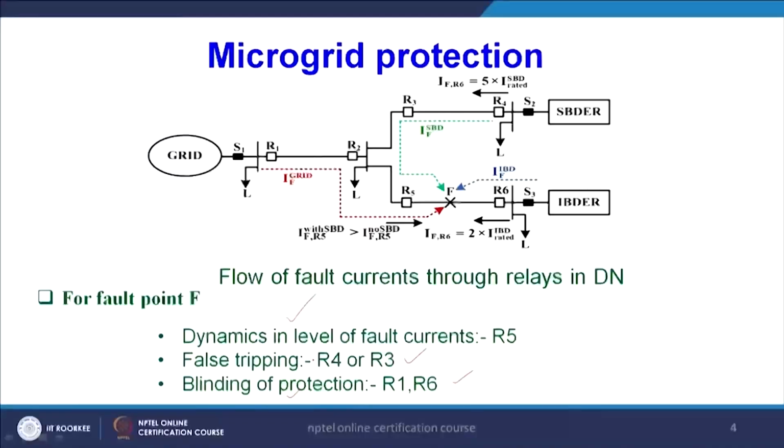Similarly, blinding of protection means there is a fault, but the relay is not able to detect it because of the decrease in the fault current level. Let me clarify here that mostly at the distribution level we prefer the overcurrent relaying principle, and blinding of protection is basically an issue with overcurrent relays. Due to this issue, the overcurrent relay will see less fault current, which may be below the setting value, the I set. So, in that case the relay will not be able to detect the fault.